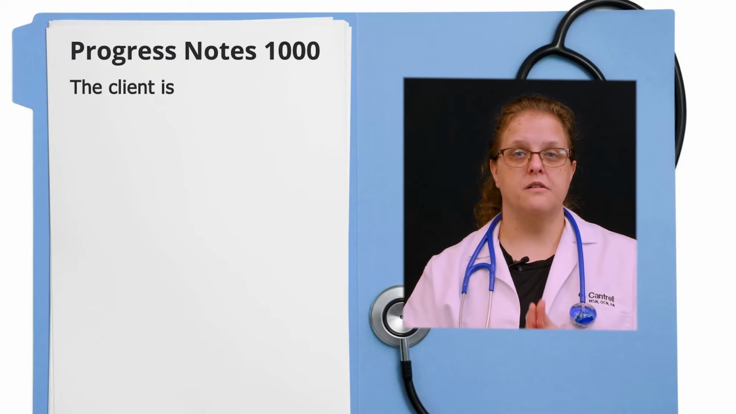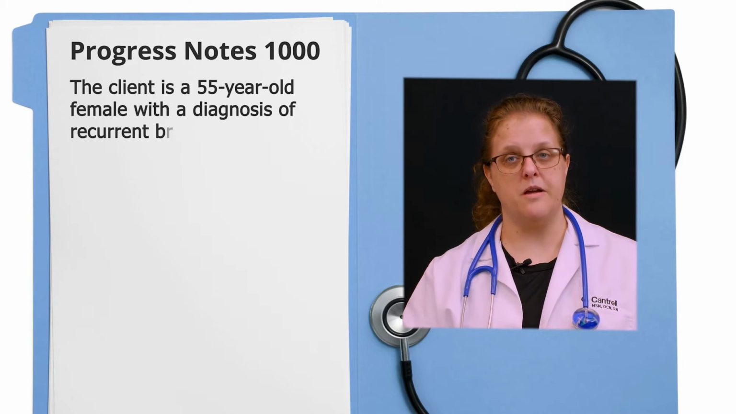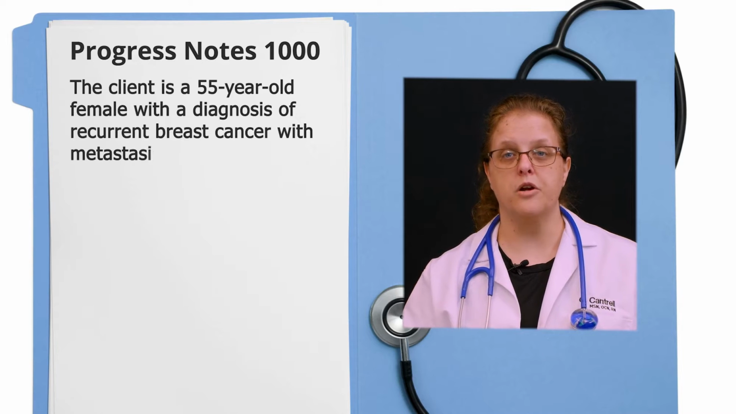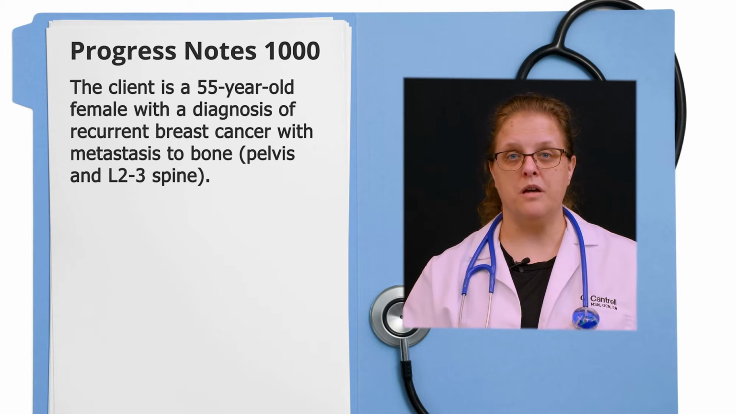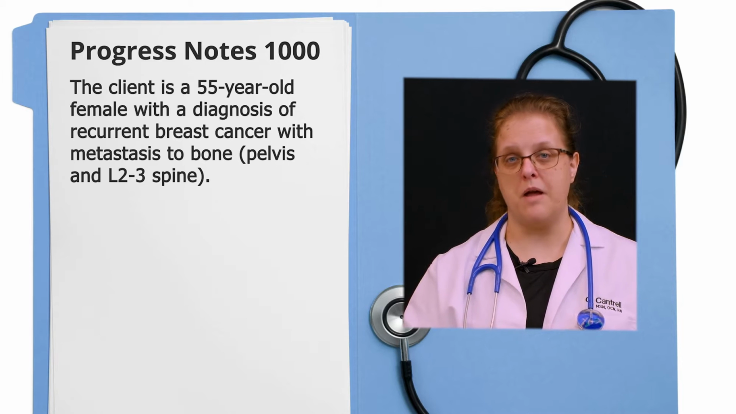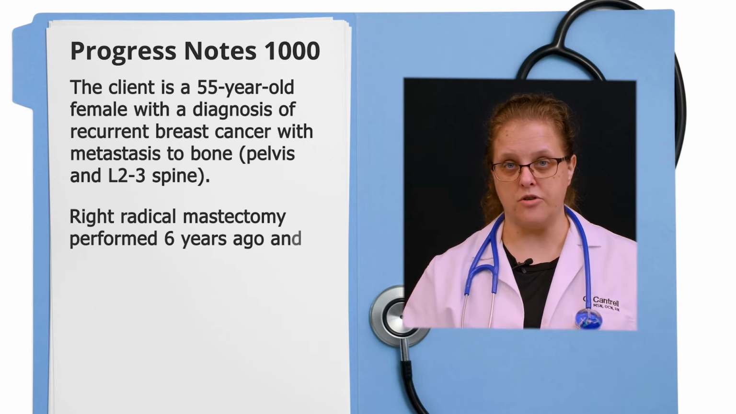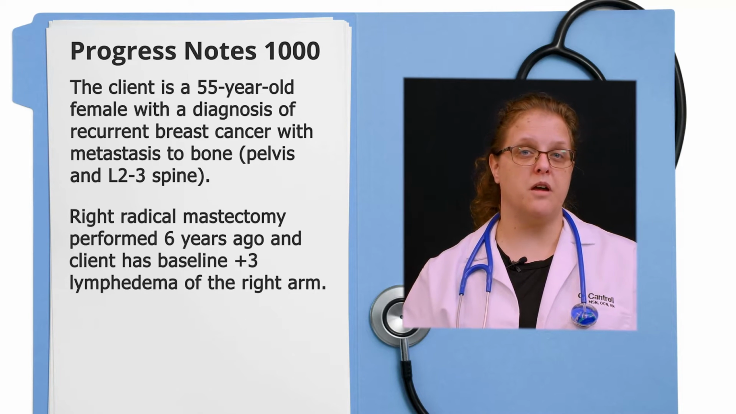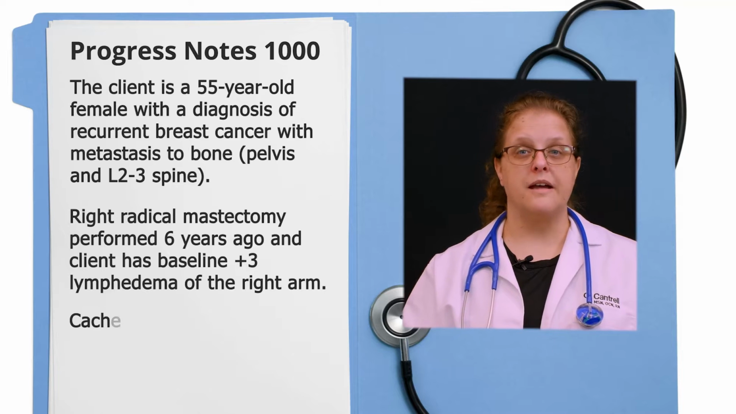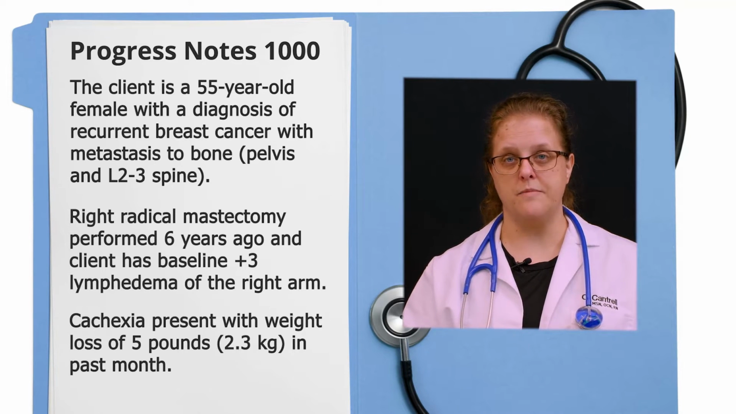So your progress notes at 10 o'clock read, the client is a 55-year-old female with the diagnosis of recurrent breast cancer with metastasis to bone, pelvis, and L2-3 spine. Right radical mastectomy performed 6 years ago, and client has a baseline +3 lymphedema of the right arm. Cachexia present with weight loss of 5 pounds, 2.3 kilograms in the past month.